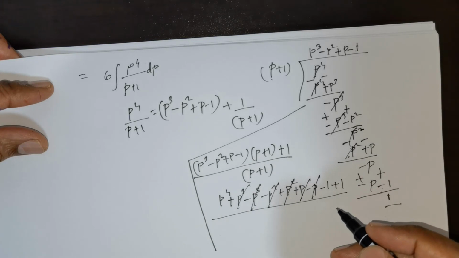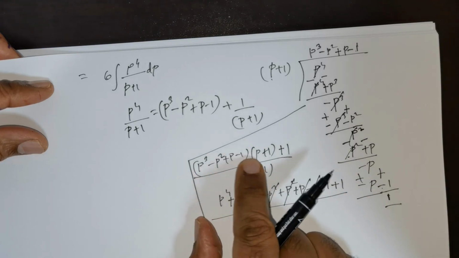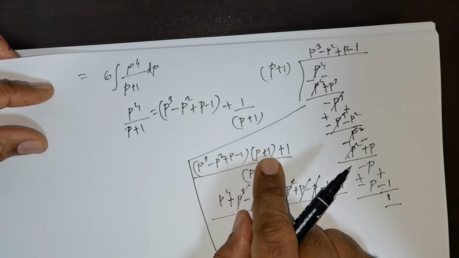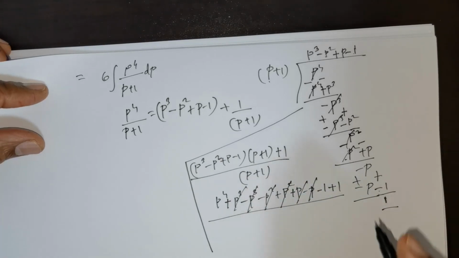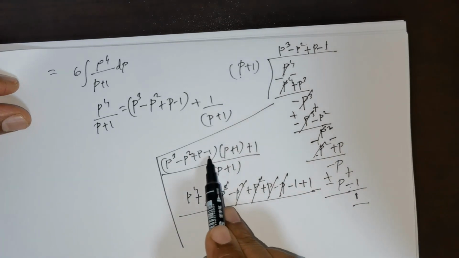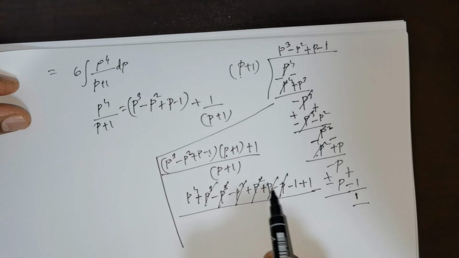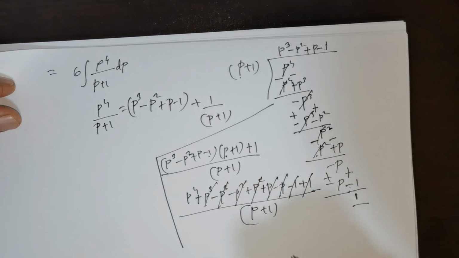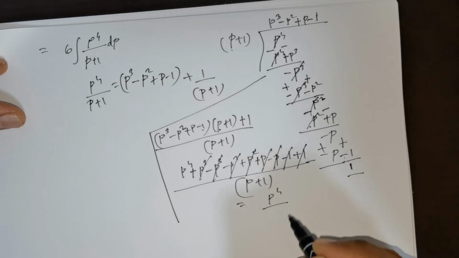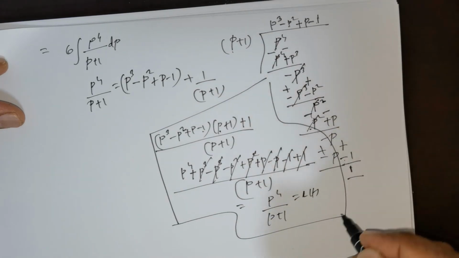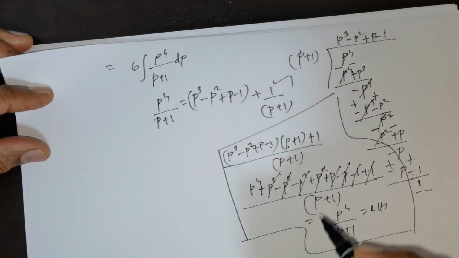So clearly this goes off, giving me negative p, and everything goes off. Okay, that's negative p, negative 1 and a positive 1 divided by p plus 1. Okay, this also should go away. So this is equal to p raised to the power of 4 divided by p plus 1, which is equal to the left hand side. Okay, fair enough, right? So this is correct.